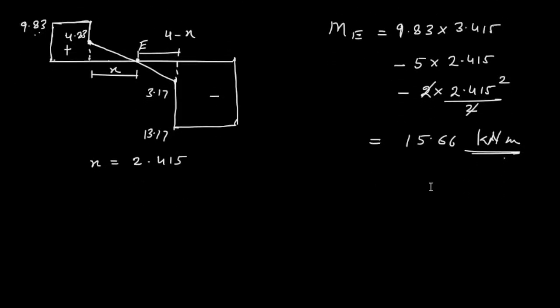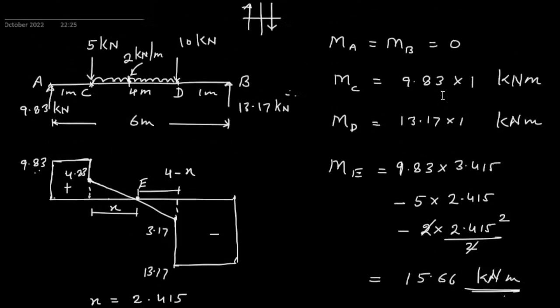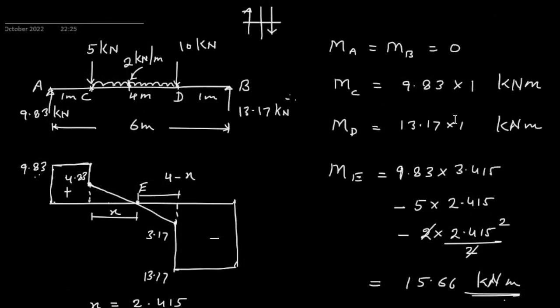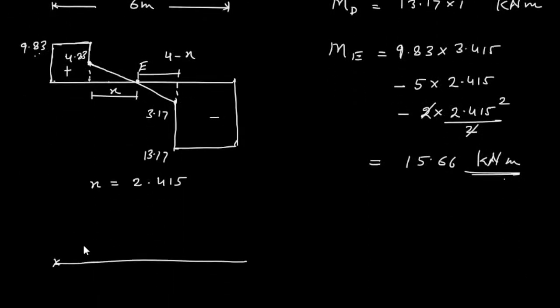So now I will draw the bending moment diagram. At point A our moment is 0. At point C, the moment is 9.83. Now I will draw a straight line. Then at point E we have 15.6.